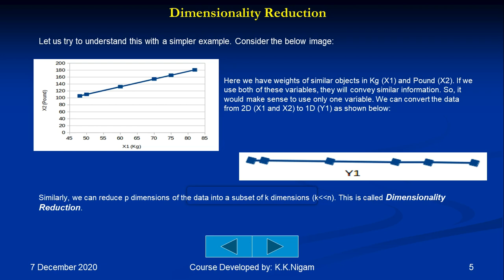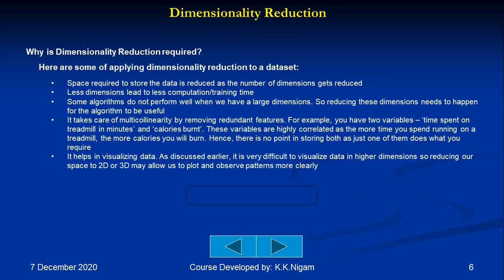This is a very simple example, but likewise in actual data, you will find that there are so many variables or features which are not required, which you can minimize or remove. Similarly, we can reduce p dimensions of the data into a subset of k dimensions. This is called dimensionality reduction.